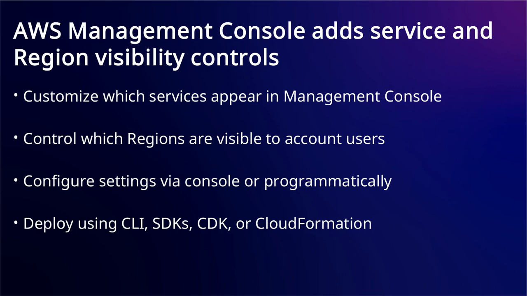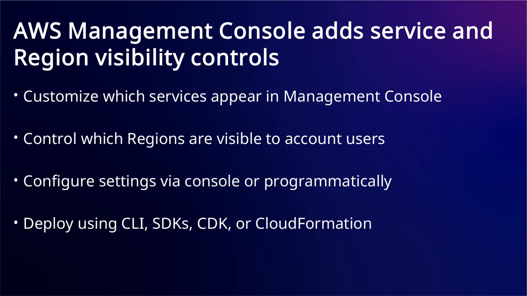Organizations often struggle with console complexity when users see services and regions they cannot or should not access, creating confusion and navigation challenges. You can now control service and region visibility in the AWS Management Console through Visible Services and Visible Regions account settings. You customize which services appear in the Management Console for authorized users in your account. You control which regions are visible to account users, helping them identify available resources.